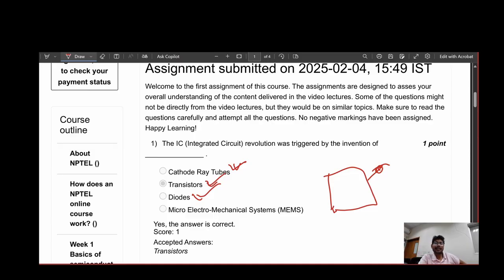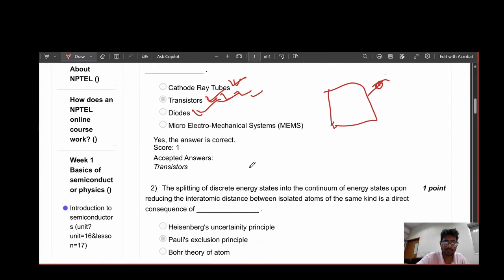But transistors are the building block of everything. Transistors are everywhere. Whatever gadgets you can imagine are based on transistors. So the revolution was triggered by the invention of the transistor in the 1950s, 1947 or 1954, I guess. So the correct answer is transistors.